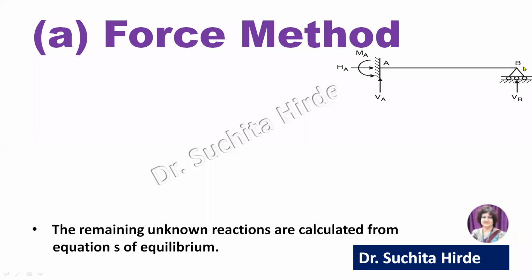So in force method, first of all, we calculate this redundant reaction using compatibility condition, that is deflection at B equal to 0. Because it is a support, no deflection is there, and therefore we can use the compatibility condition in terms of deflection, that deflection at B equal to 0. Once you calculate this VB, after that we will apply equilibrium conditions to calculate other reactive forces. That is the meaning of this last sentence.